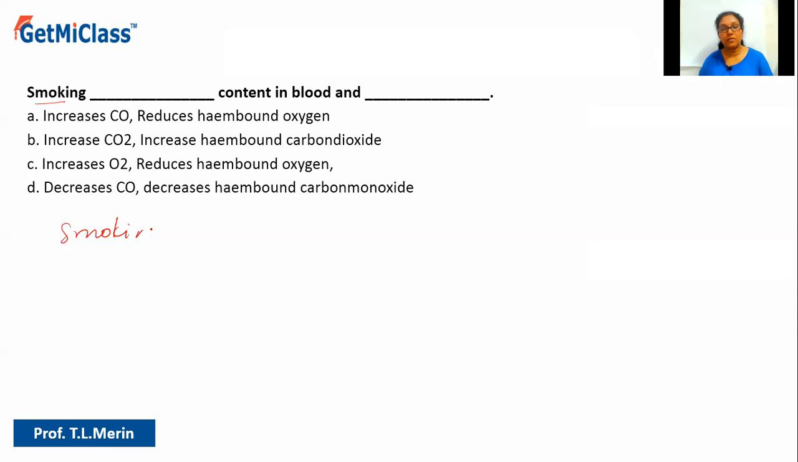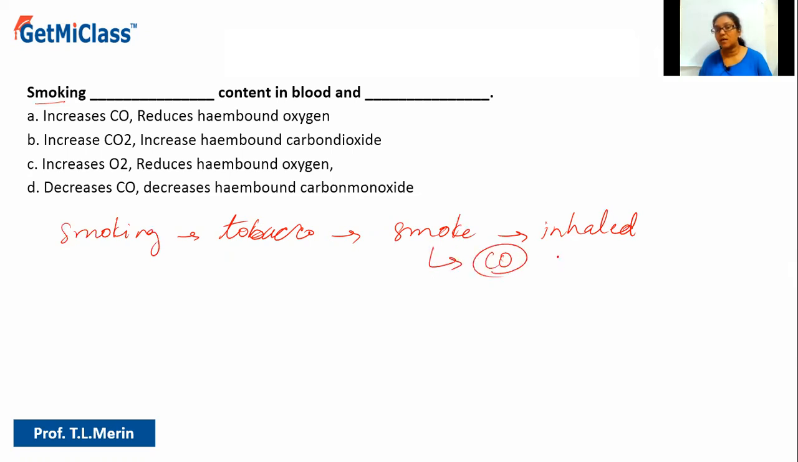Smoking, we all know, has the main component tobacco, right? When people light these tobacco-containing cigarettes, it produces smoke, and this smoke is inhaled. So that is what smoking is. And this smoke mainly consists of carbon monoxide, which is very, very dangerous.